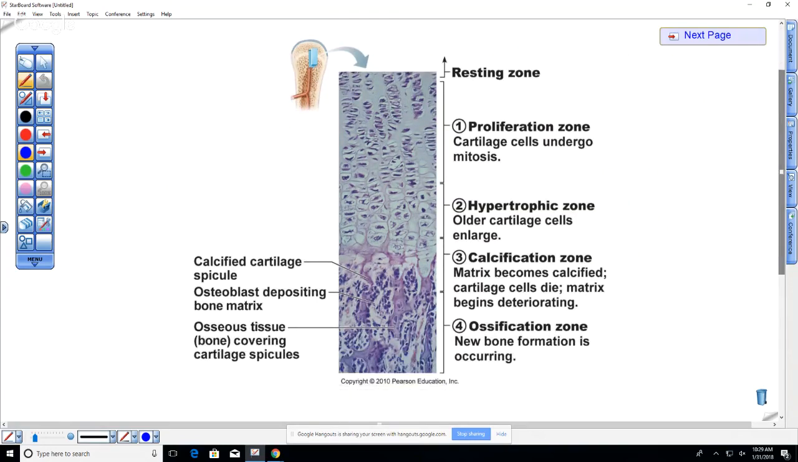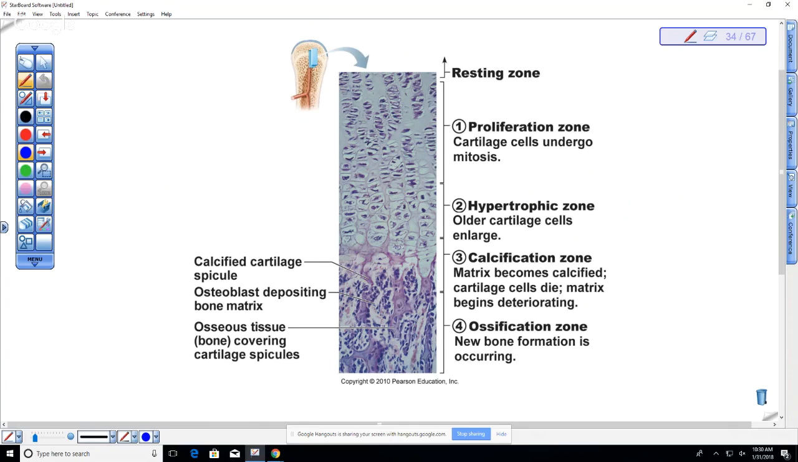So this is the resting zone right here. And you can see that the way the chondrocytes are arranged is they're actually stacked like plates. So this is different than in normal hyaline cartilage where they're kind of randomly distributed. So they're stacked like plates so that when they proliferate, they're going to increase the size of that plate. And then it's going to push the epiphyses away.